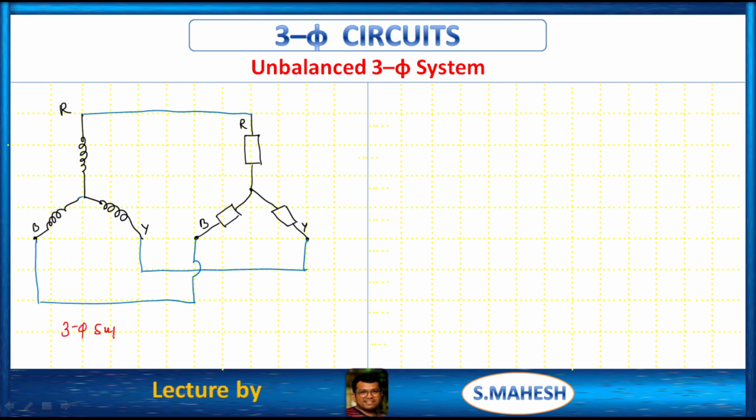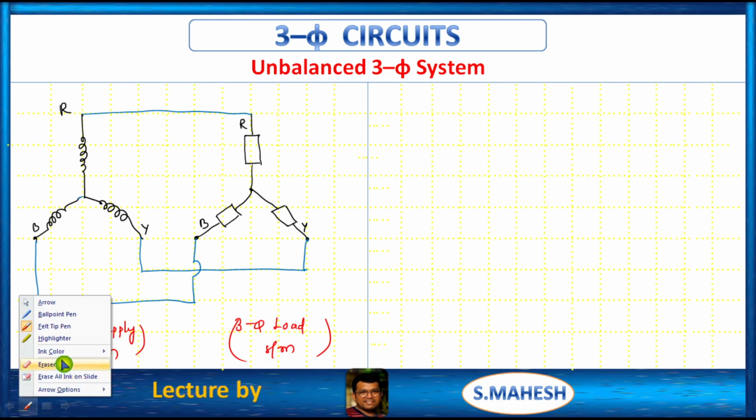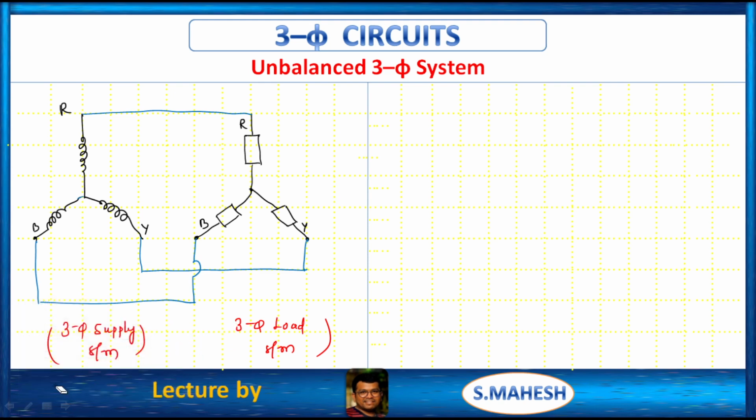Three phase supply system. This is the three phase load system. Three phase supply system, three phase load system. Clear? Then the current through this line is what? Obviously it is IR. The current through this line is what? Obviously it is IY. The current through this line is nothing but from source to load. Clear? Then this is the neutral point in the supply system, this is the star point in the load system, right?